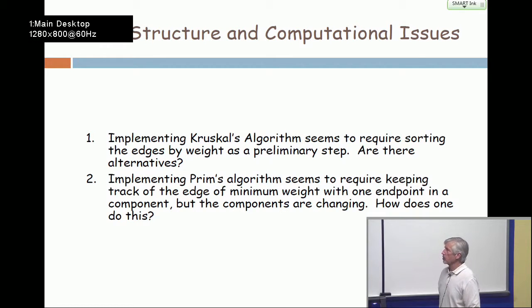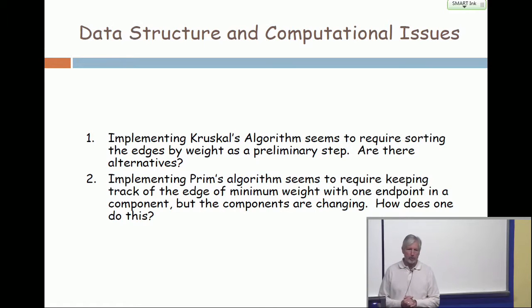Let's talk about some applied issues which are behind the scenes. What are some data structure and computational issues associated with implementing Kruskal and Prim?